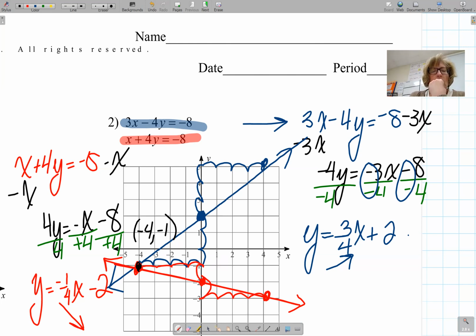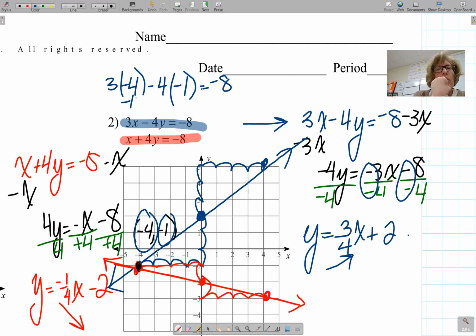So we are going to take right here, -4 and -1 and pop it in. So I have here 3 times -4 minus 4 times -1, and that should come out to -8. We're going to check that. That's going to be -12. Negative times a negative is a positive, so that's +4. -12 plus 4 does equal -8. So check on the first one.